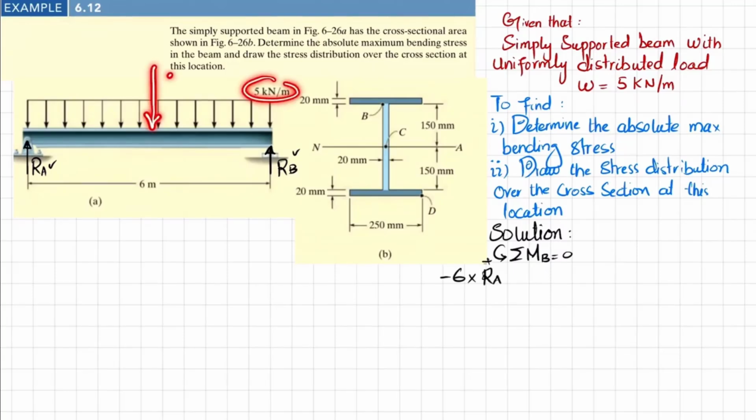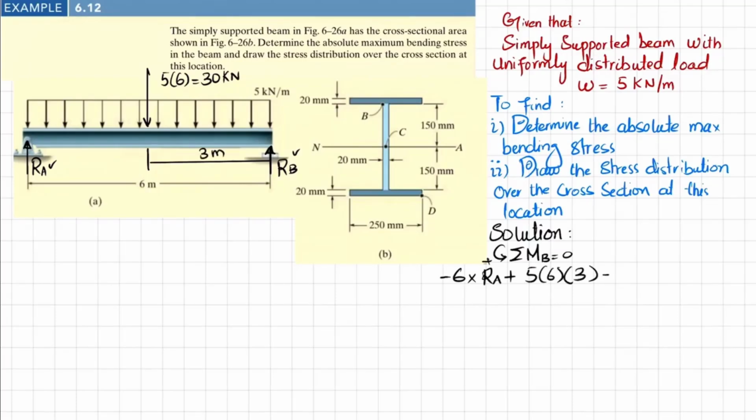The second moment is due to this distributed load. When converted into a point load, it is 5 times the total length 6, which is 30 kilonewton, acting at half the length of the beam, 6 by 2, which is 3 meter, and it is producing a counterclockwise moment, so it will be positive. So 5 into 6 into 3 is 90, and the sum equals 0. So 6 RA will become equal to 90. From here you will get RA equal to 15 kilonewton.